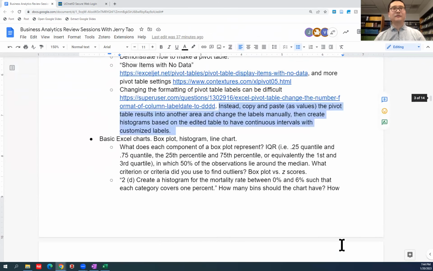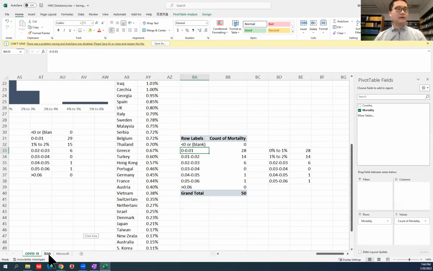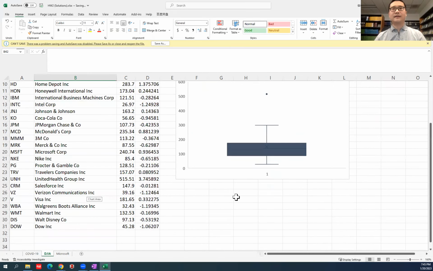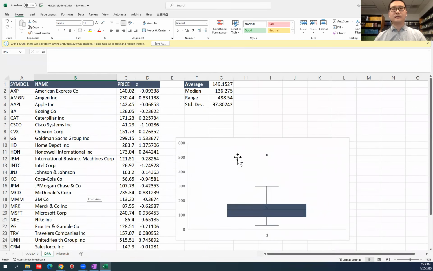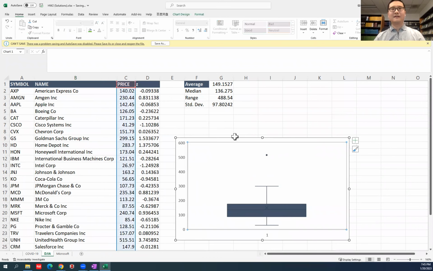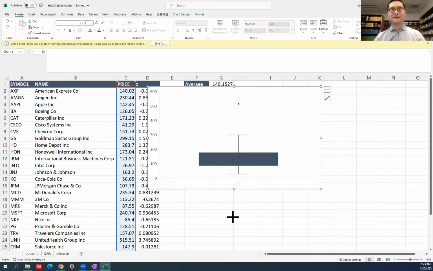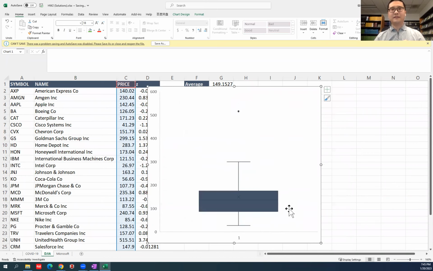All right, let's move on to Excel charts. There are a few different types of charts we are required to make in our homework too. The first one I notice is a box plot. So it's built here, right? Have all of you already constructed this box plot? I would like to challenge you to interpret such a box plot.